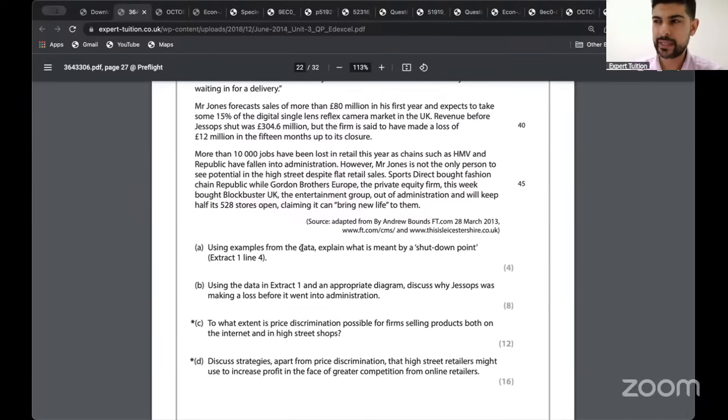Eval, number one. Number one is, hey, you know what? There's going to be seepage here. Profits might go down if they do this. And the reason why is because people can buy these cameras online.